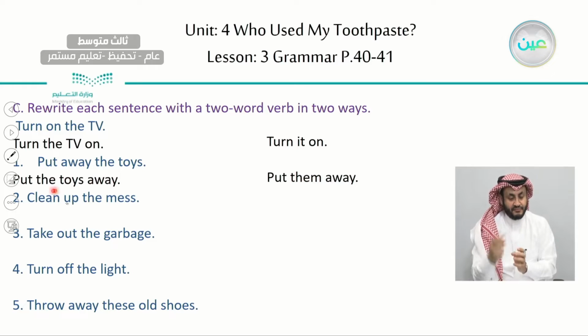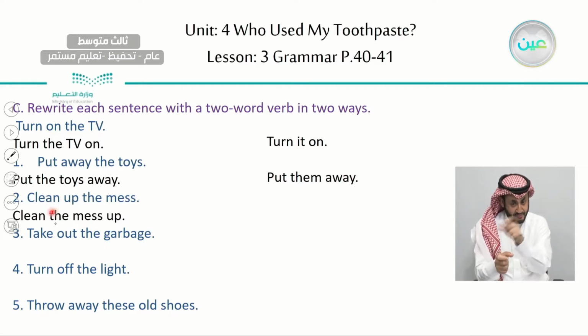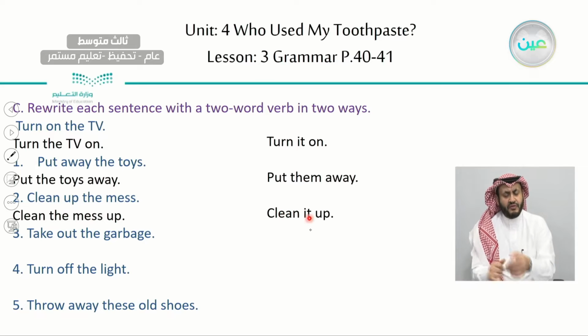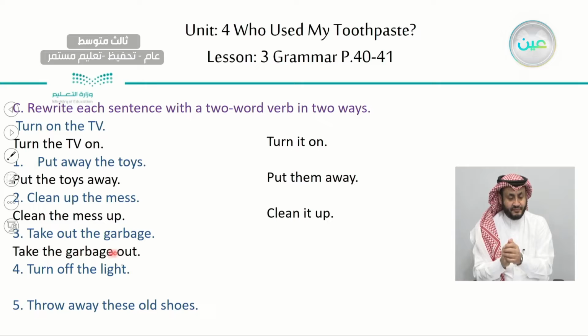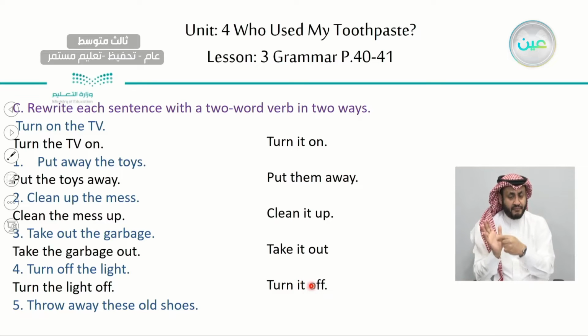Number two, we have clean up. This is the two word verb, and the mess is the object. How can we change it? We can say clean the mess up or clean it up. Okay? Number three, take out is the two words verb. The garbage is the object of the sentence. Take the garbage out or take it out. Number four, turn the light off or turn it off.